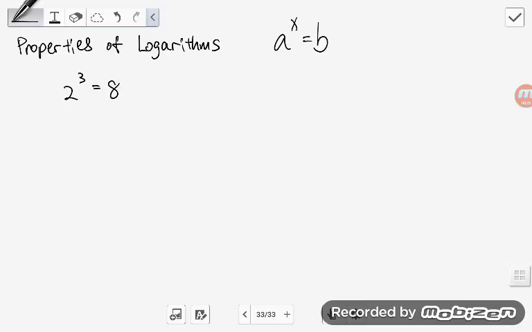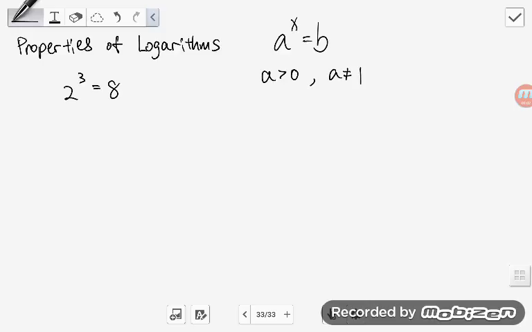And we know that there are a few conditions, right? There are a few conditions where my a has to be a positive value, which means my a has to be greater than 0, and also my a cannot be 1. If my a is negative, then my exponential function is not going to be valid. Or if my a is 1, then also my exponential function will not be valid.